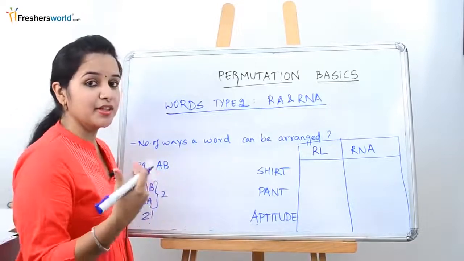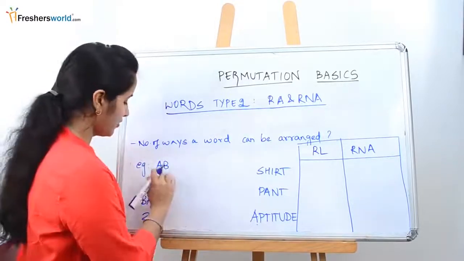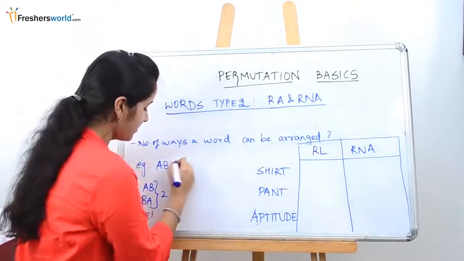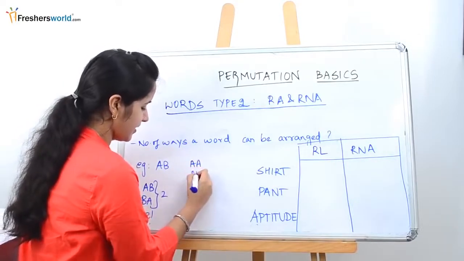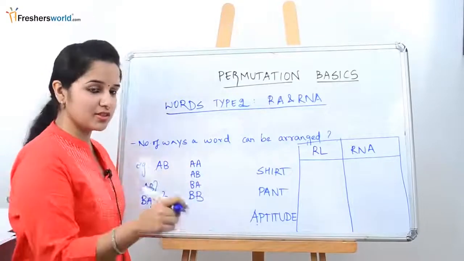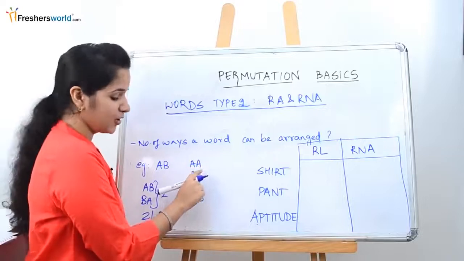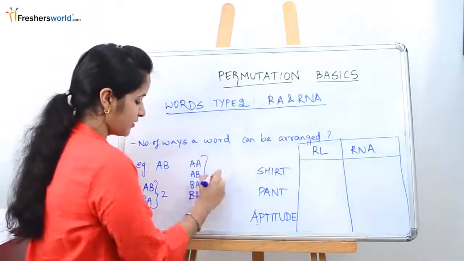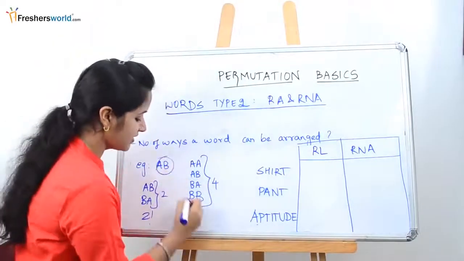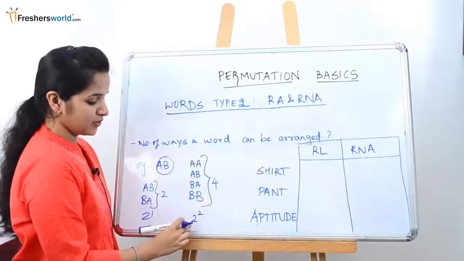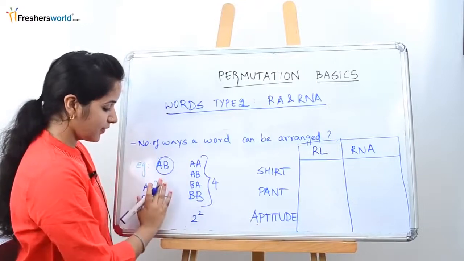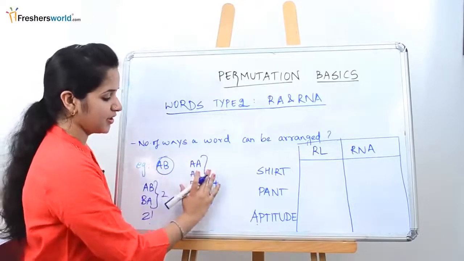What if the condition is repetition is allowed? There are 2 letters. Repetition is allowed means A can be repeated twice. So we can write AA, AB, BA, BB. A itself can be repeated and B itself can be repeated. So here it is arranged in 4 ways, which is nothing but the number of letters to the power of the number of positions, so 2 power 2. This is the difference between repetition not allowed and repetition allowed.